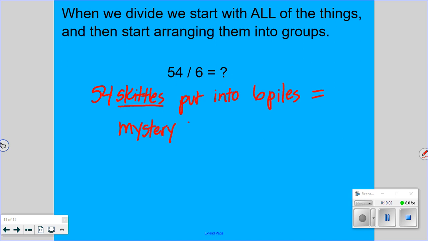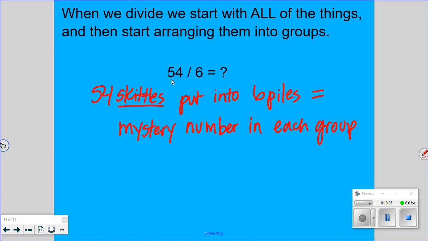We don't know. Mystery number in each group. We've got our Skittles, our Legos, our emeralds. We put them into our 6 groups or piles or stacks. And now we know that there's a mystery number in each group. So far, so good. We're okay with that? We remember this language a little bit?